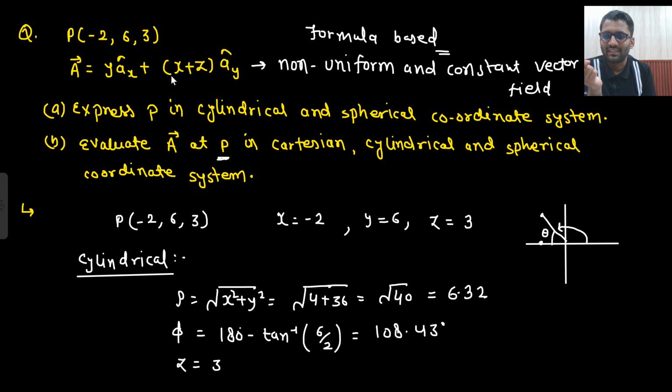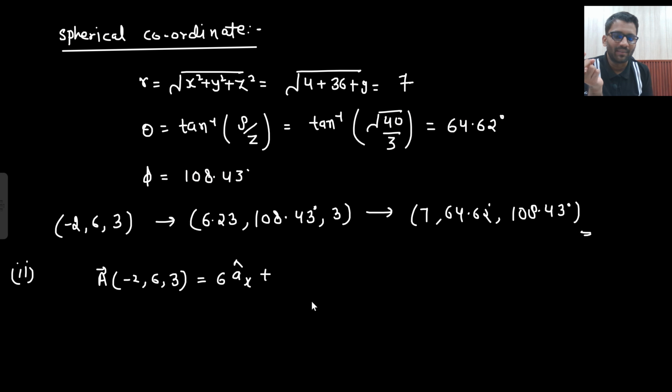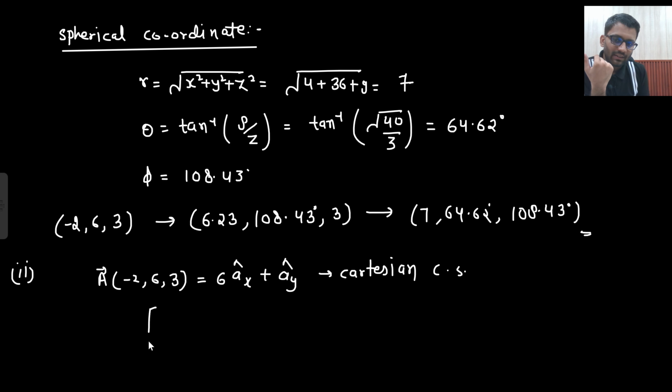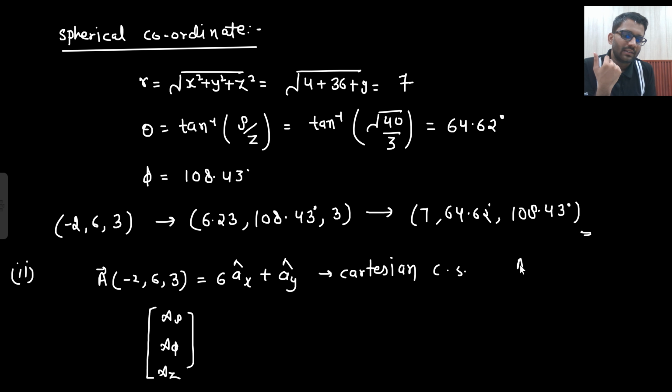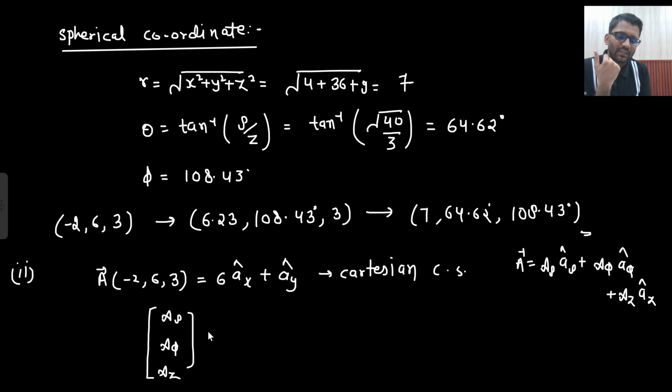And x plus z, so that would be ay cap. Okay, so this is in the Cartesian coordinate system. Now I need to find it in cylindrical. So how will I find it in cylindrical? A rho, a phi, a z. In cylindrical, it will be denoted as a rho cap plus a phi cap plus az cap. This is how it will be denoted.